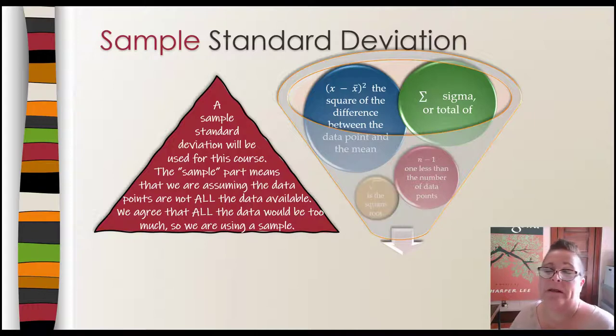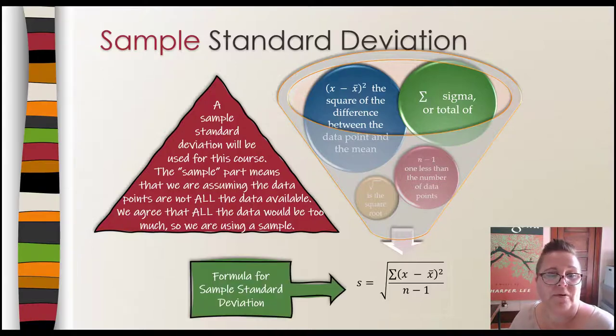This gives us a really ornery looking formula where s is equal to the square root of the sum of x minus x bar squared all over n minus 1. This is our formula for the sample standard deviation.